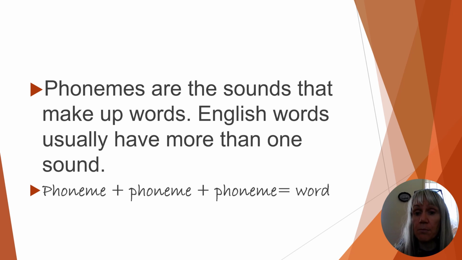Phonemes are the sounds that make up words. English words usually have more than one sound. So you may have several phonemes in one word. There are some words, however, that only have one sound, like in a cat or a dog. A is an article used in English and it only has one sound. But most words will have more than one phoneme. A phoneme plus a phoneme plus a phoneme can equal a word.